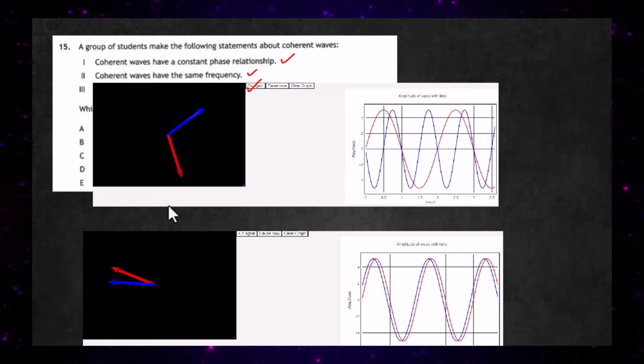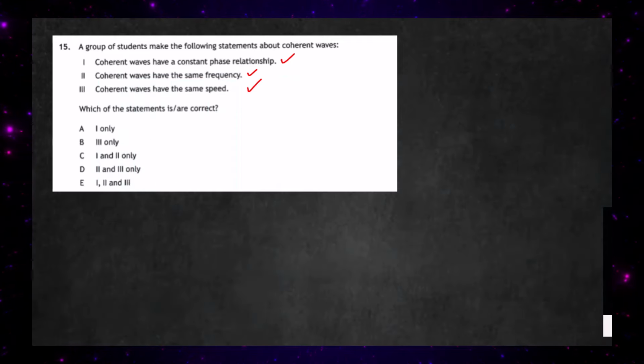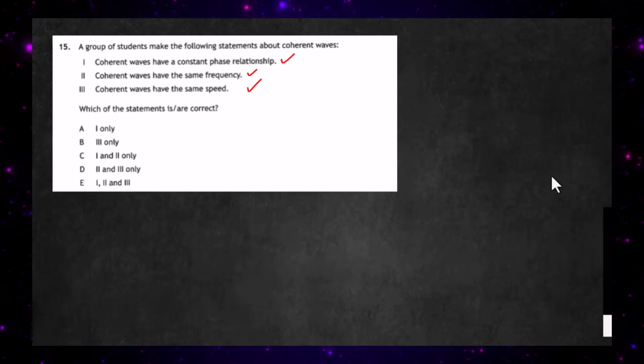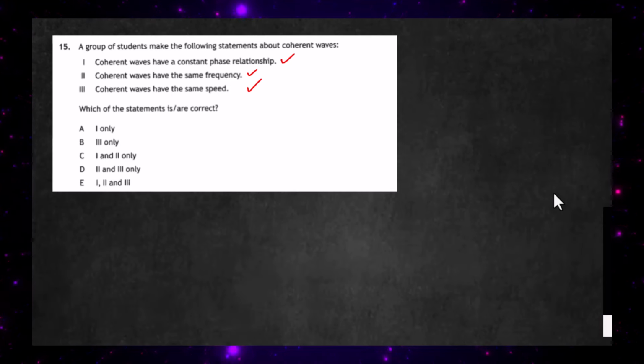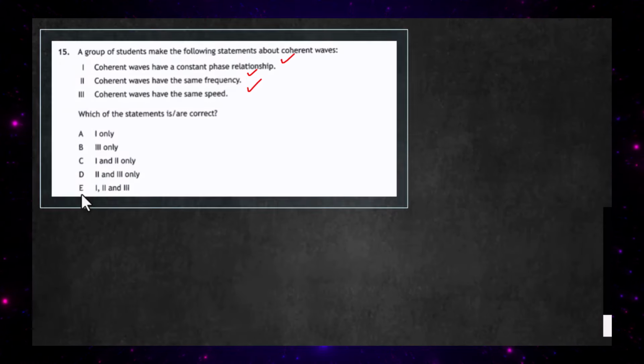So to be coherent waves, you must have a constant phase relationship, you must have the same frequency, and you must have the same speed. So the answer is 1, 2 and 3, which is going to be E for your answer.